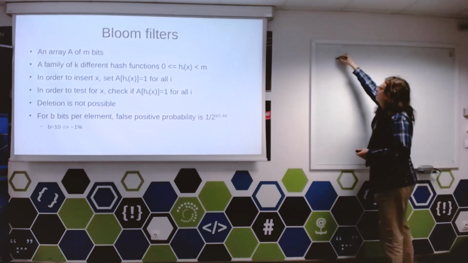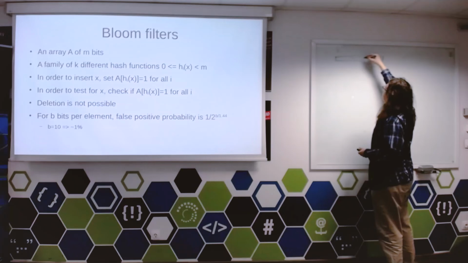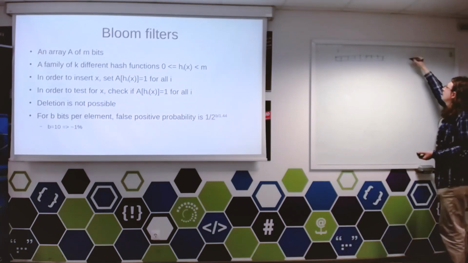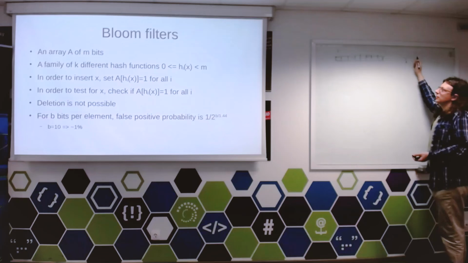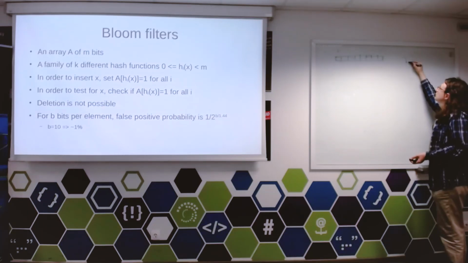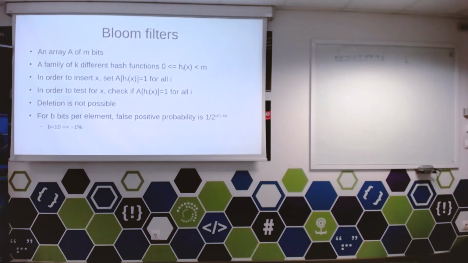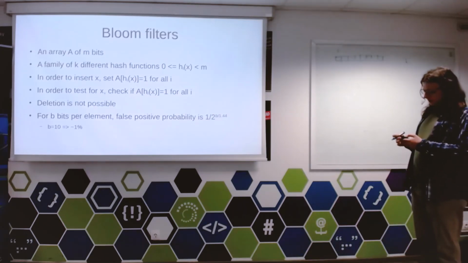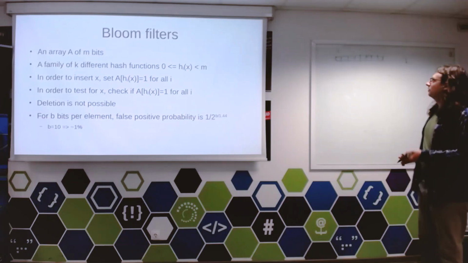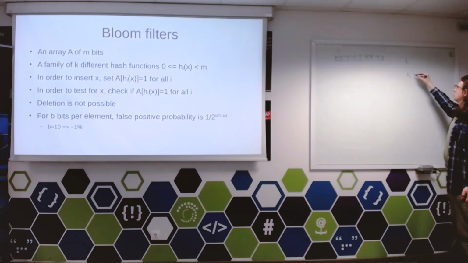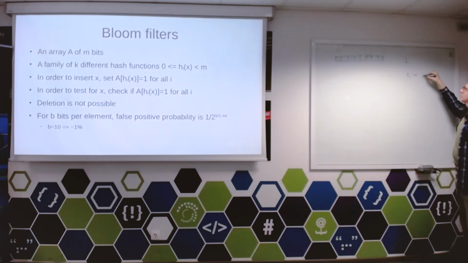Let's say we have our filter of eight bits, and we have our hash function. Well, I really don't want to compute the hash function on the whiteboard, so I'll just imagine the values. And let's say that k is 2, so we have 2 hashes for each x. And we insert x1, which hashes to, say, 0 and 5.